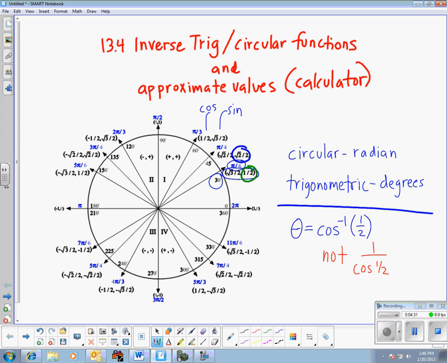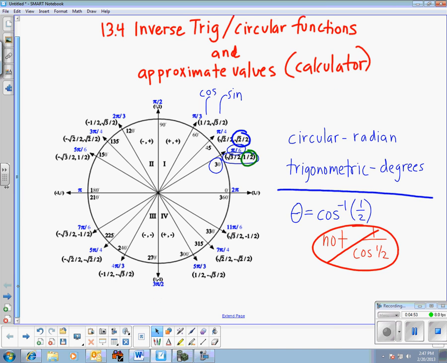When we did inverse functions, f and f inverse, and we switched x and y and all that, that was not 1 over in that case either. This inverse represents asking the question backwards. Just make sure you realize that. I shouldn't cross out the not, that's a double negative, but you get what I mean.